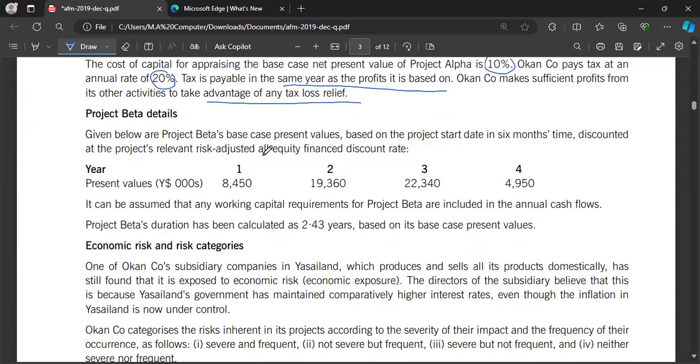Given below are the project Beta specific base case present values based on the project start date in 6 months' time, discounted at the project's relevant adjusted all equity finance discount rate. So, the examiner has given you the base case present values already. It can be assumed that any working capital for project Beta is included in the annual cash flows. Project Beta's duration has been calculated as 2.43 years based on its present values.